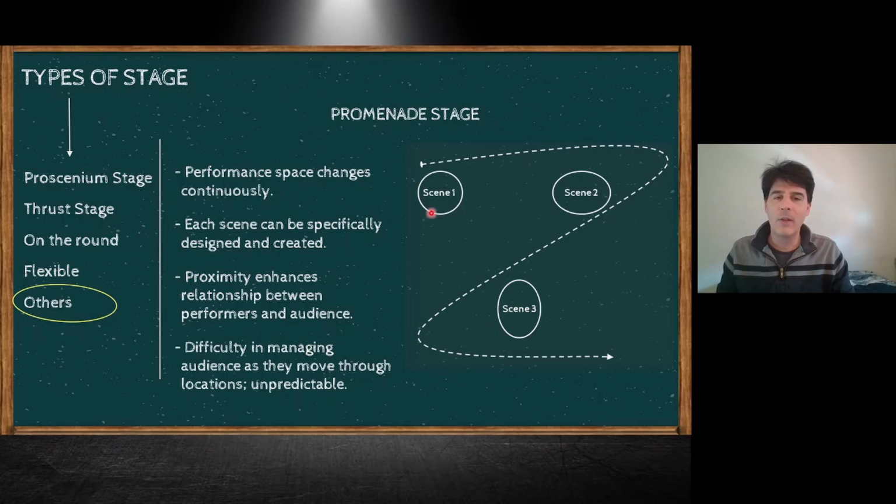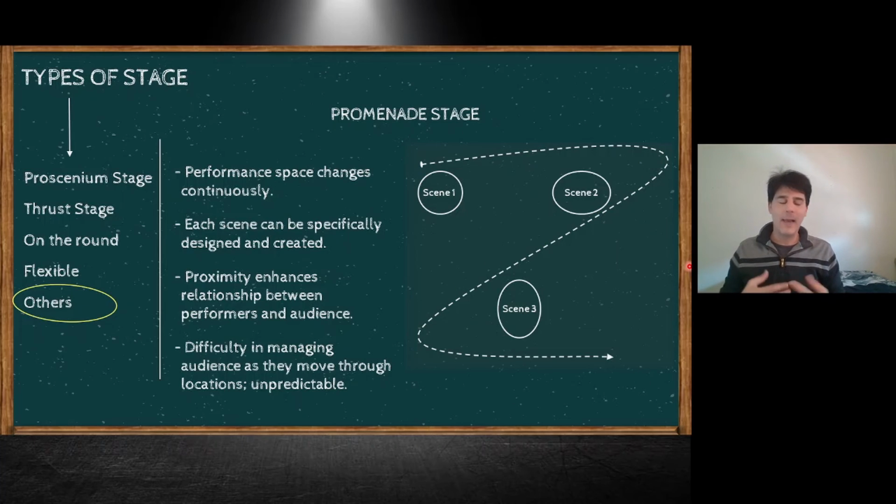Also, we have what is called the promenade stage. This type of staging is different. Sometimes it's done outdoors, but here each action, or each scene of the play, will be done at a different location. The audience just starts following the actors and moving around.